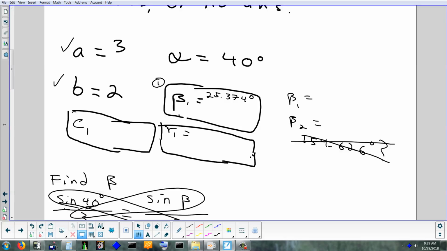All right. So now that I've got beta, what's the next thing I could find in this problem?